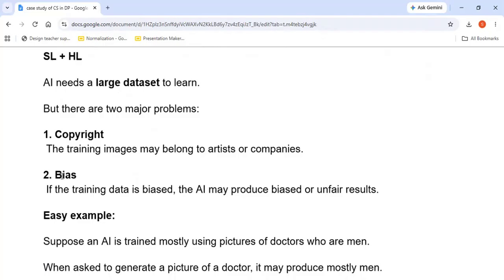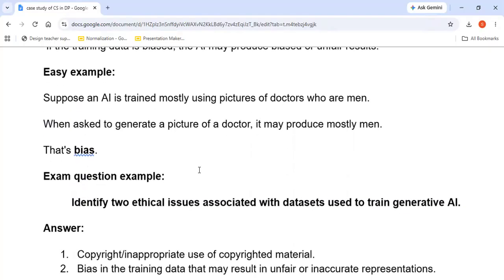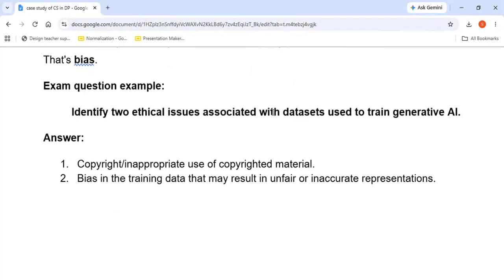And the second problem we get is the bias problem. If the training data is biased, then also we may not get the correct results. We may get unfair results. So suppose an AI is trained mostly using pictures of doctors who are men. When we ask it to generate a picture of a doctor, then definitely it will create a man. In the same way, what type of question can be asked? Identify two ethical issues associated with the data sets. That is nothing but copyright and bias.